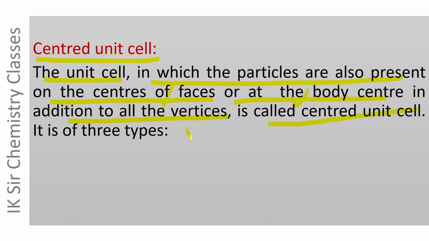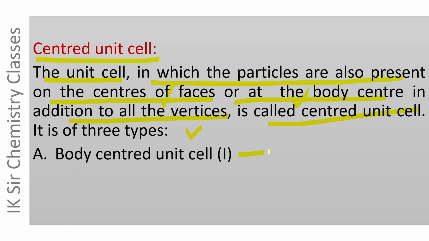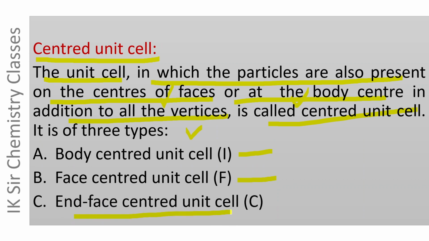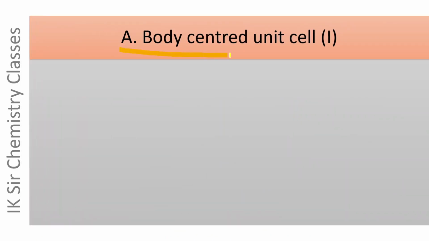The centered unit cell is of three types: body centered unit cell, which is denoted by I; face centered unit cell, which is denoted by F; and finally end face centered unit cell, which is denoted by C. We will discuss all these three types of centered unit cells separately in detail. First of all, we will see body centered unit cell, and it is denoted by I.